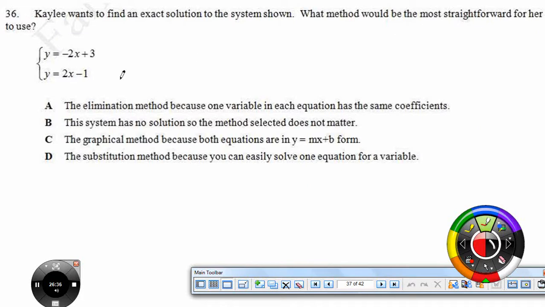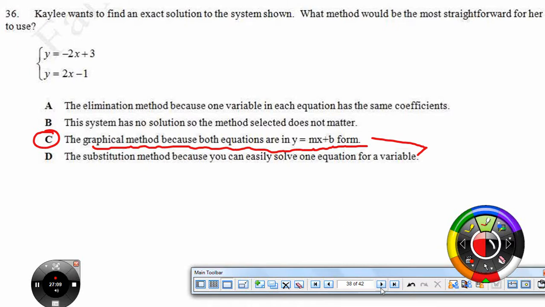You could debate probably both of these, but this one makes the most sense the way it's worded. The graphical method, because both equations are in y equals mx plus b form. This one says the substitution method because you can easily solve one equation for a variable. That doesn't make sense because they're already solved for both variables. So because of the wording, it doesn't make sense. But I would say substitution is a good way to do that as well.